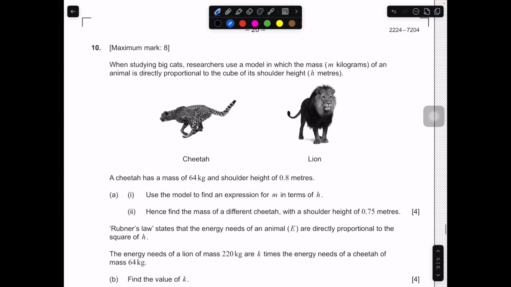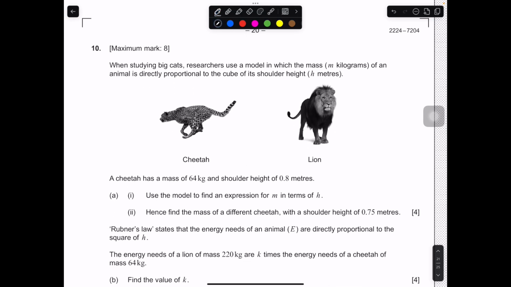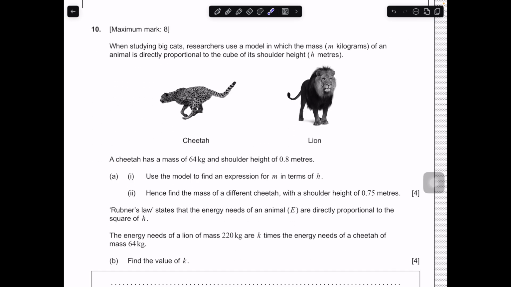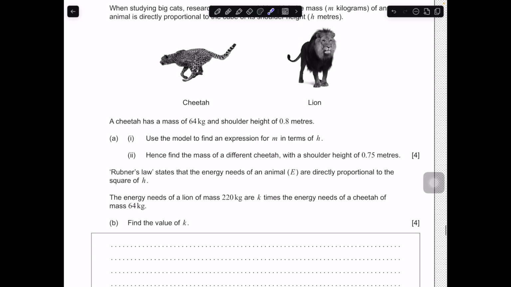Let's go on to question 10 right here. When studying big cats, researchers use a model in which the mass m kilograms of an animal is directly proportional to the cube of its shoulder height, h meters. A cheetah has a mass of 64 kilograms and a shoulder height of 0.8 meters. Part A asks us to use the model to find an expression for m in terms of h, and then part B asks us to find the mass of a different cheetah with a shoulder height of 0.75 meters.